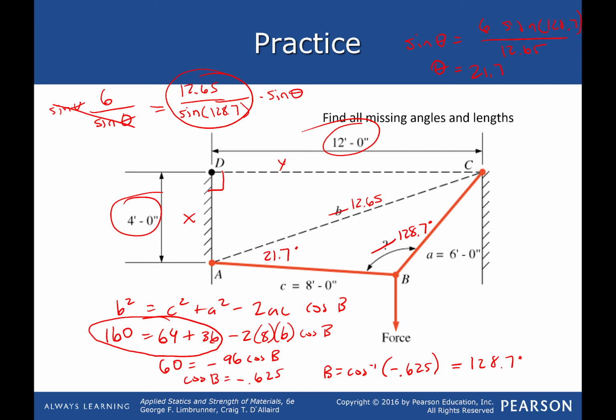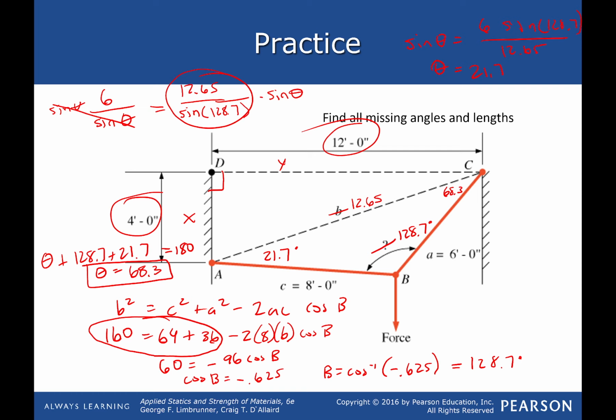Now I need the third, and I know there's 180 degrees in a triangle, so let's solve for this angle. So theta plus 128.7 plus 21.7 is equal to 180. Therefore theta is equal to, what are you equal to? 68.3. Fantastic. So with that, we got all the missing sides and angles for the important bits of this guy. We could do the rest, but I'm going to stop here for the moment.